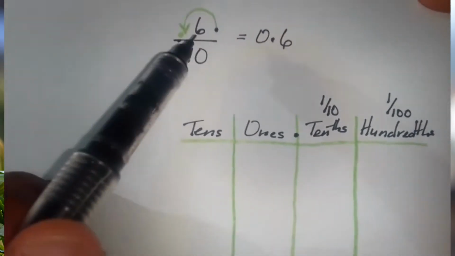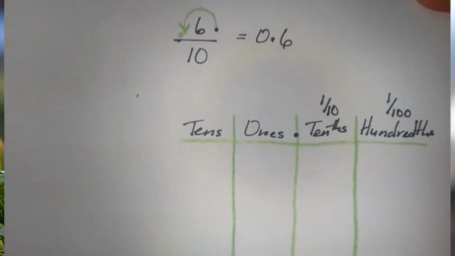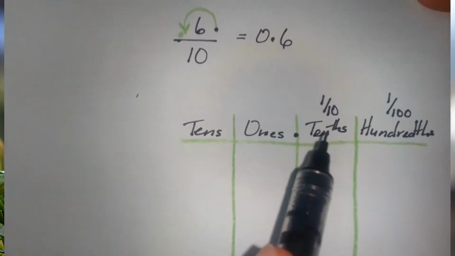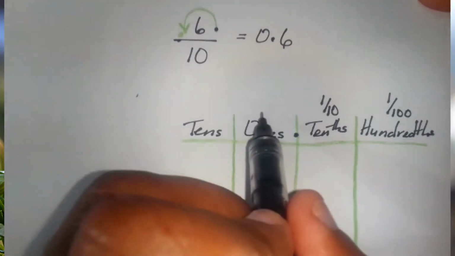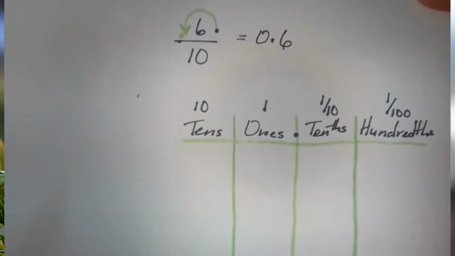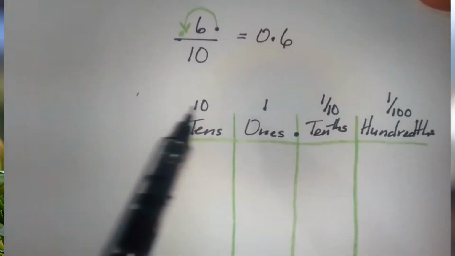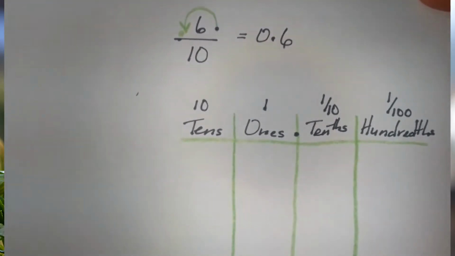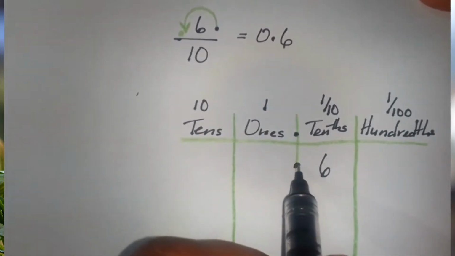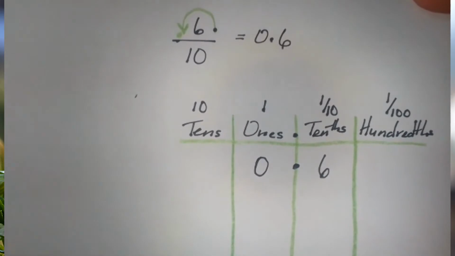So when I look at this 6 over 10, which column would it fall in? The tens column, the ones column, the tenths column, or the hundredths column? And because I want no confusion, I'm going to do this. Ones, tens. Now look at it. The 6 over 10 resembles which one of these? The 1 over 10. So I'm going to put 6 under the tenths column, and put my decimal point under the decimal point. And to clean it up, there are 0 ones, so I put 0 in the ones column.